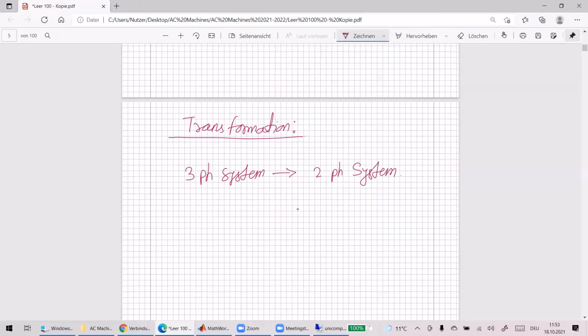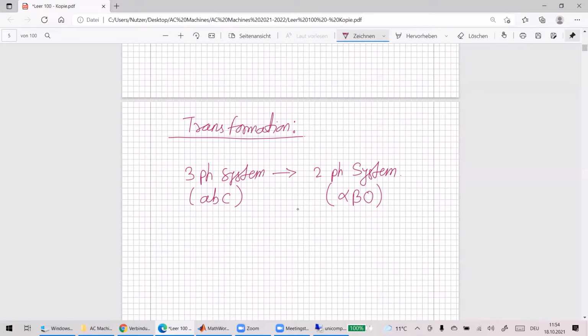3-phase system to 2-phase system. And this 3-phase system is your ABC system, and the two-phase system is your alpha beta system. And of course, we also have zero sequence, so we write alpha beta 0. That 0 is the same in either the ABC frame, the alpha beta frame, or the DQ frame. It's going to be the same.